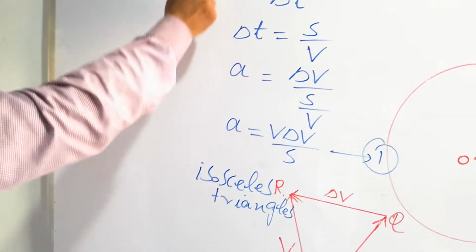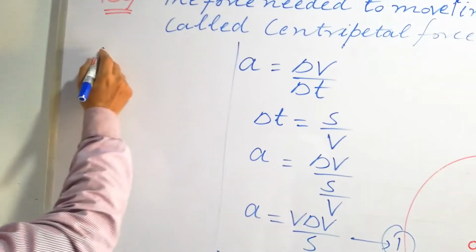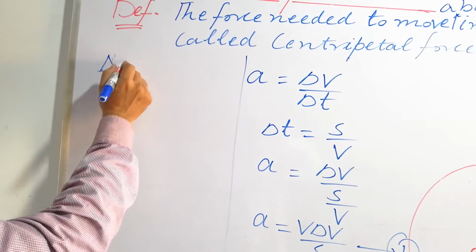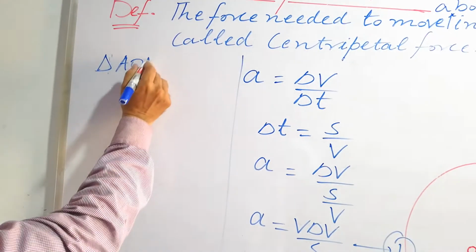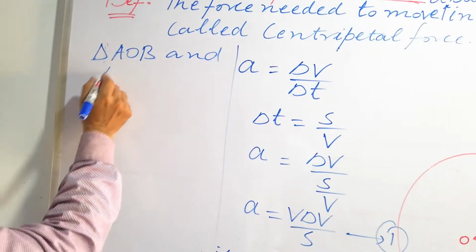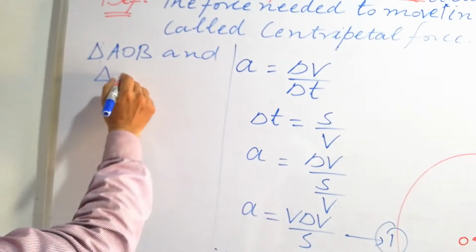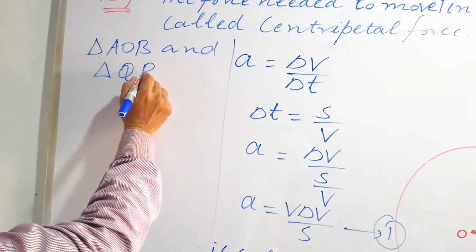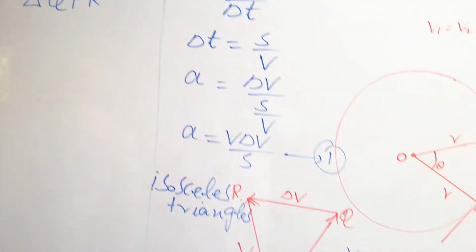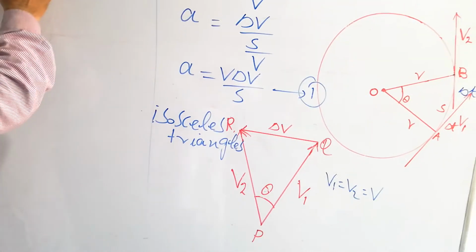Triangles AOB and triangles QPR are isosceles triangles and they are also similar triangles.